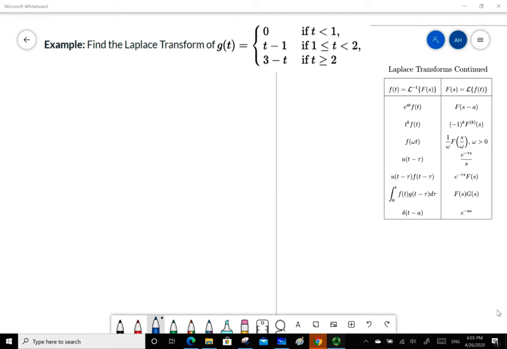Find the Laplace transform of g of t equals 0 if t is less than 1, t minus 1 if t is greater than or equal to 1 and less than 2, and 3 minus t if t is greater than or equal to 2.